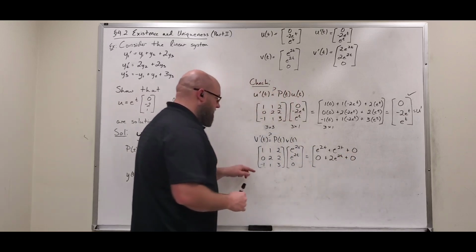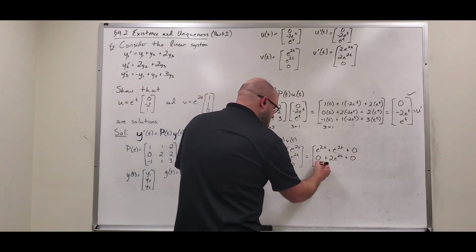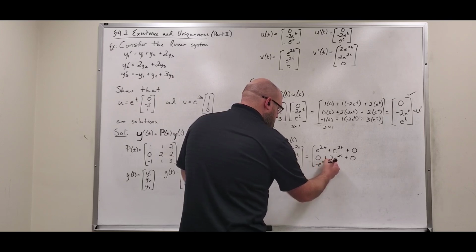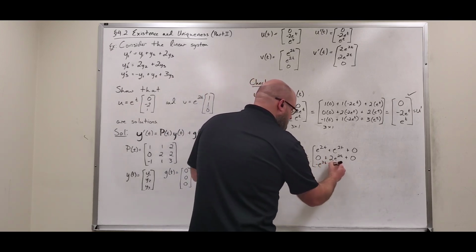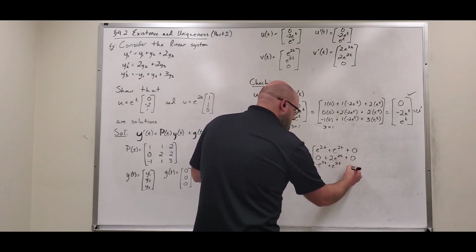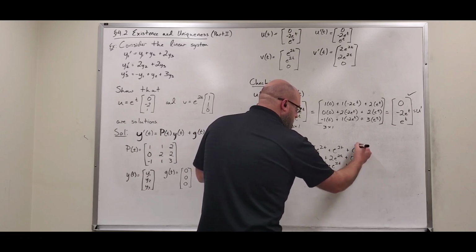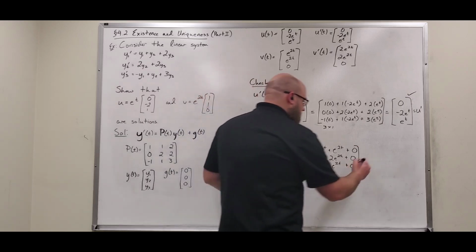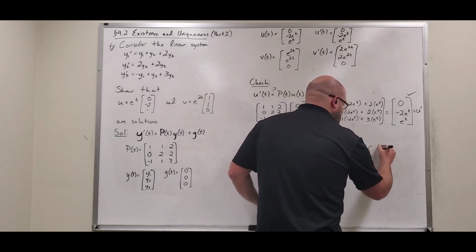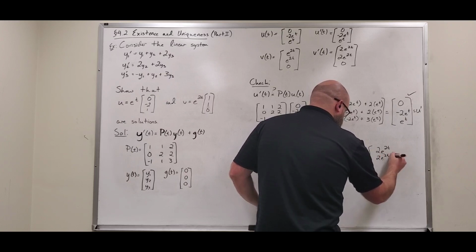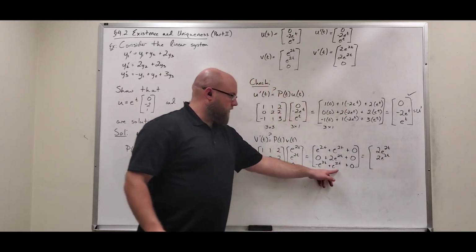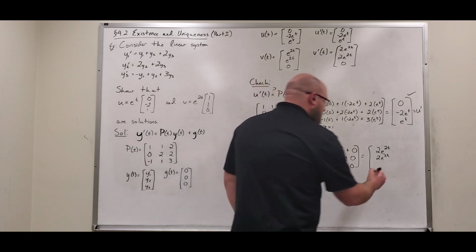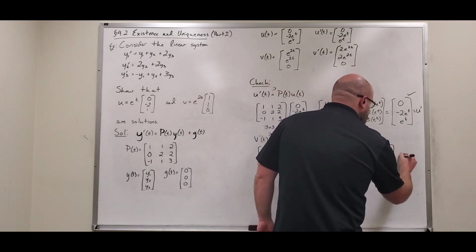And then on the bottom, we're going to get negative e to the 2t plus e to the 2t plus 3 times 0, which is 0. And notice what happens. We get 2e to the 2t, we get 2 of those. So we get 2e to the 2t, 2e to the 2t, and these two terms cancel, leaving us at 0 on the bottom. And this is equal to v prime.